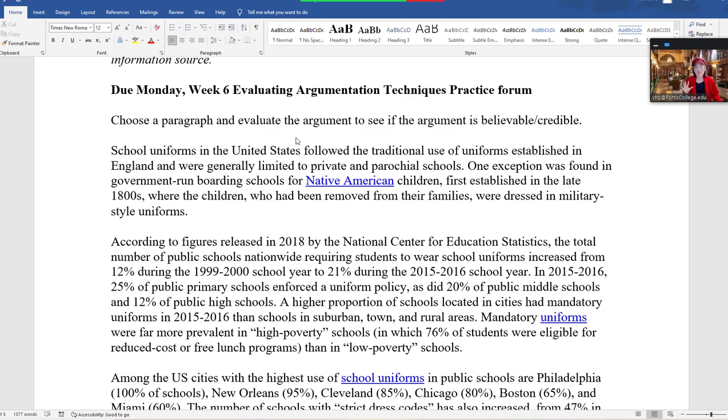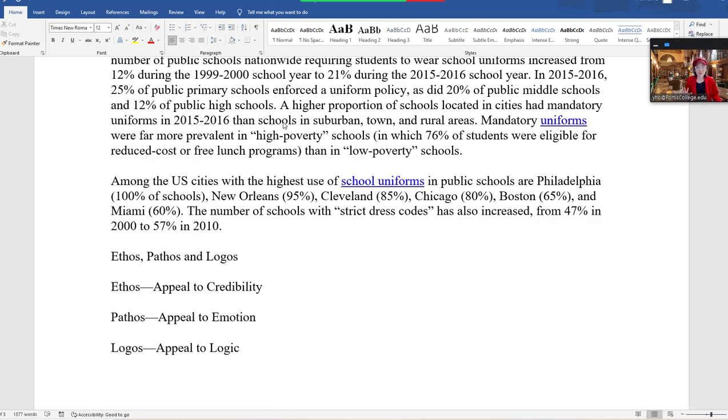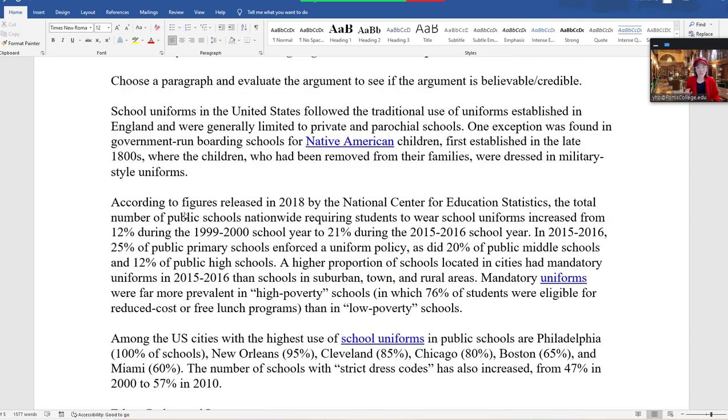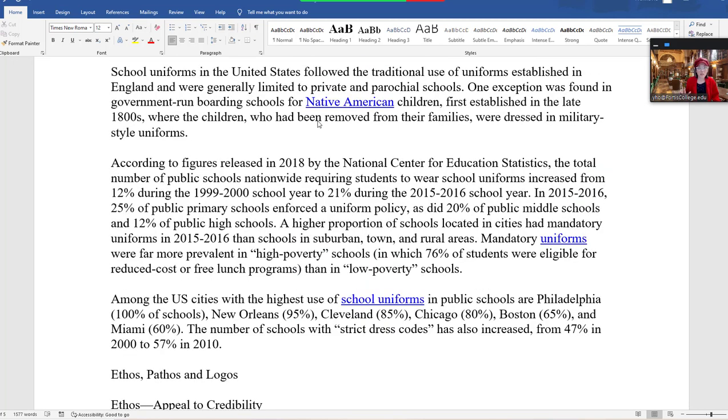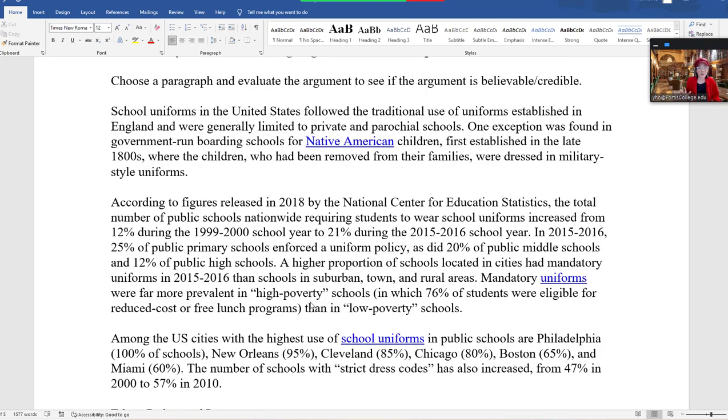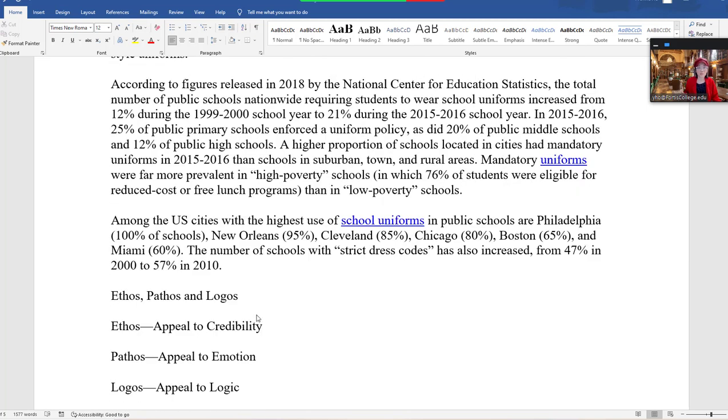Then you're going to write, after you post your paragraph, then underneath you're going to do ethos, pathos, and logos. And you're going to say, well, ethos is the appeal to credibility. So credibility means, is it believable? Is it written by experts? Does it have statistics? And so here you look at this and you go, well, yes, it's credible because it's written by experts. Therefore, you would write ethos, check, it's got credibility.